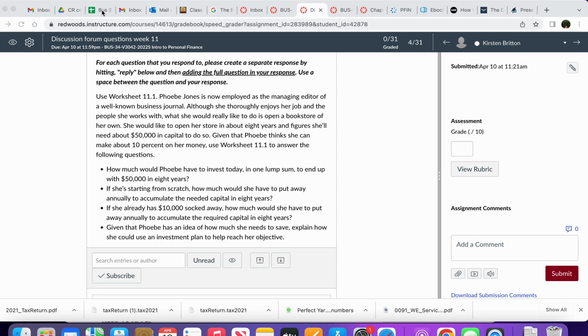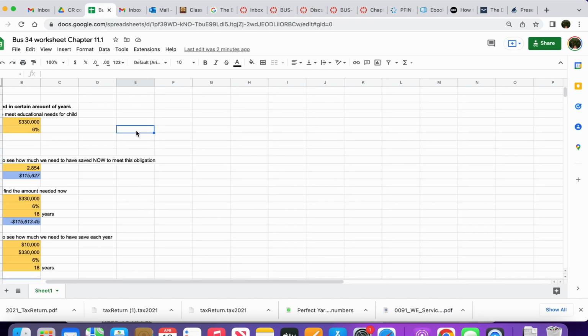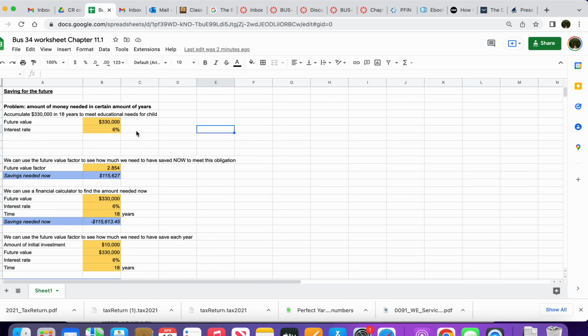So there's actually 4 different questions we're going to look at. And I created an Excel spreadsheet of this worksheet that's in your text. It's basically using present value or future value tables, and then also an Excel function that is basically duplicating the work of a financial calculator to calculate future or present values of different scenarios.